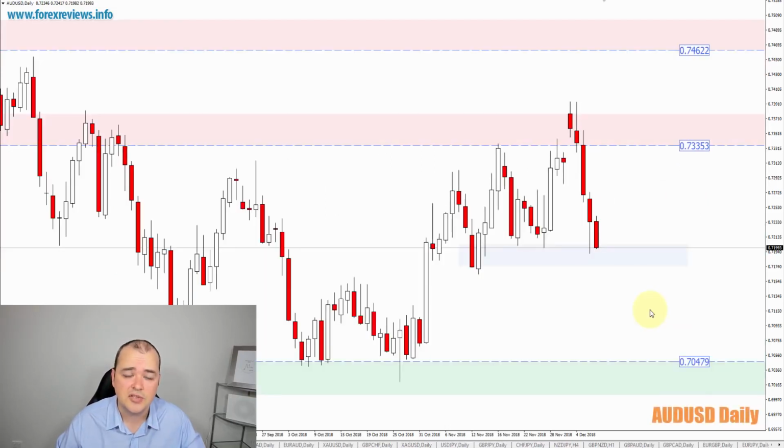The next pair to cover is AUD, and I'm on the daily chart. Last week in the review, I held the 73.35 zone area as a potential bearish evidence area.